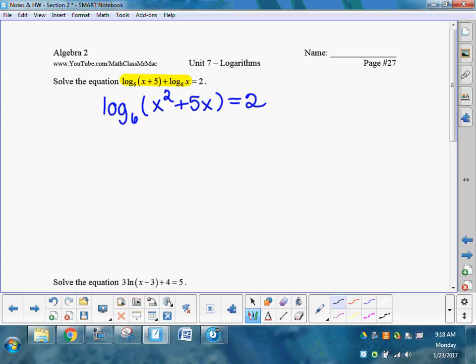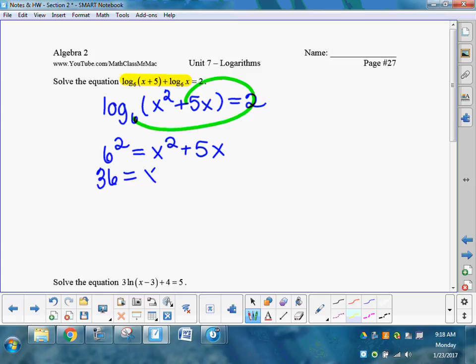Absolutely right. You need to go through and exponentiate this, so that means that number to that power gives me that value. So this would be 6 squared is equal to x squared plus 5x. From here you should recognize this is going to become quadratic. What do we do now from here, Royce?